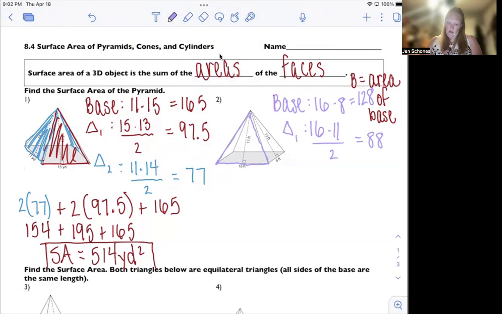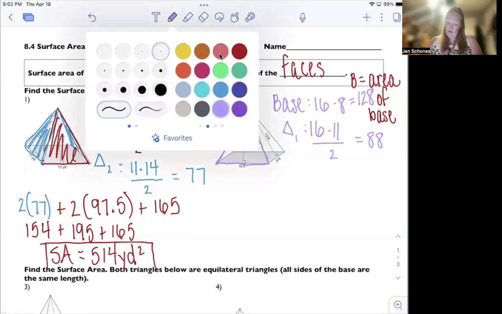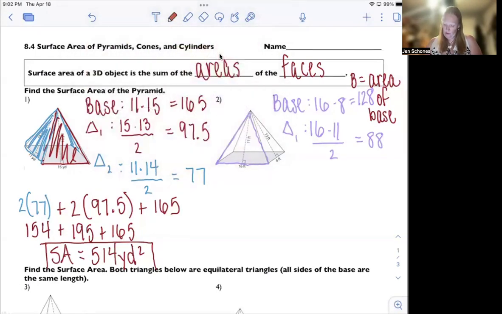Okay, now I see the other triangles over here on the side. I had to decide what color I wanted. And that's triangle number 2. And triangle number 2 is 8 times 13, cut in half. And I'm going to cut the 8 in half, which is 4. 4 times 13. 4 times 10 is 40. 4 times 3 is 12. 40 plus 12 is 52.